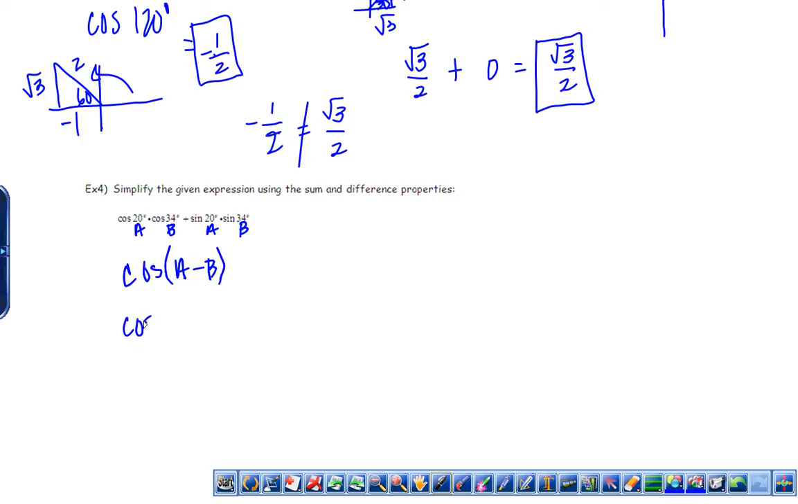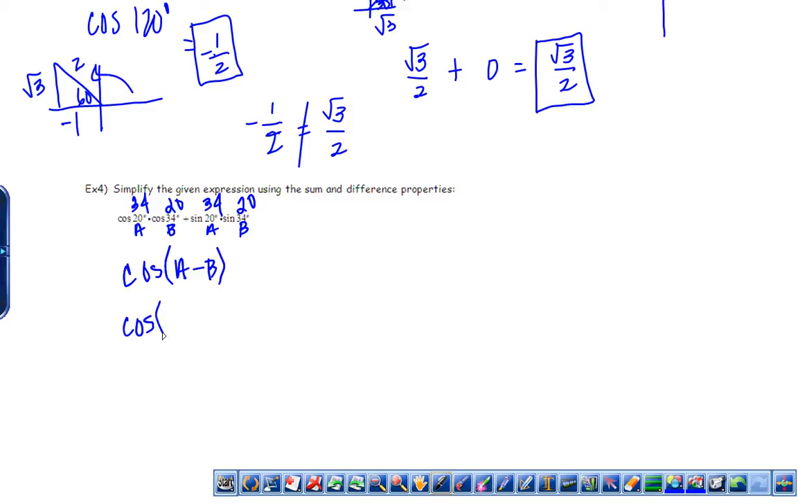So this is cosine of 20 minus, oh, that should not be right. I think this is a mistake. I think this should be a 34 and a 20, so I'm going to change this. This should be 34 and this should be 20. I think that is a total mistake there. So sorry. This is your 34. This is your 20. This is your 34 and this is your 20. Can y'all fix that? Okay.